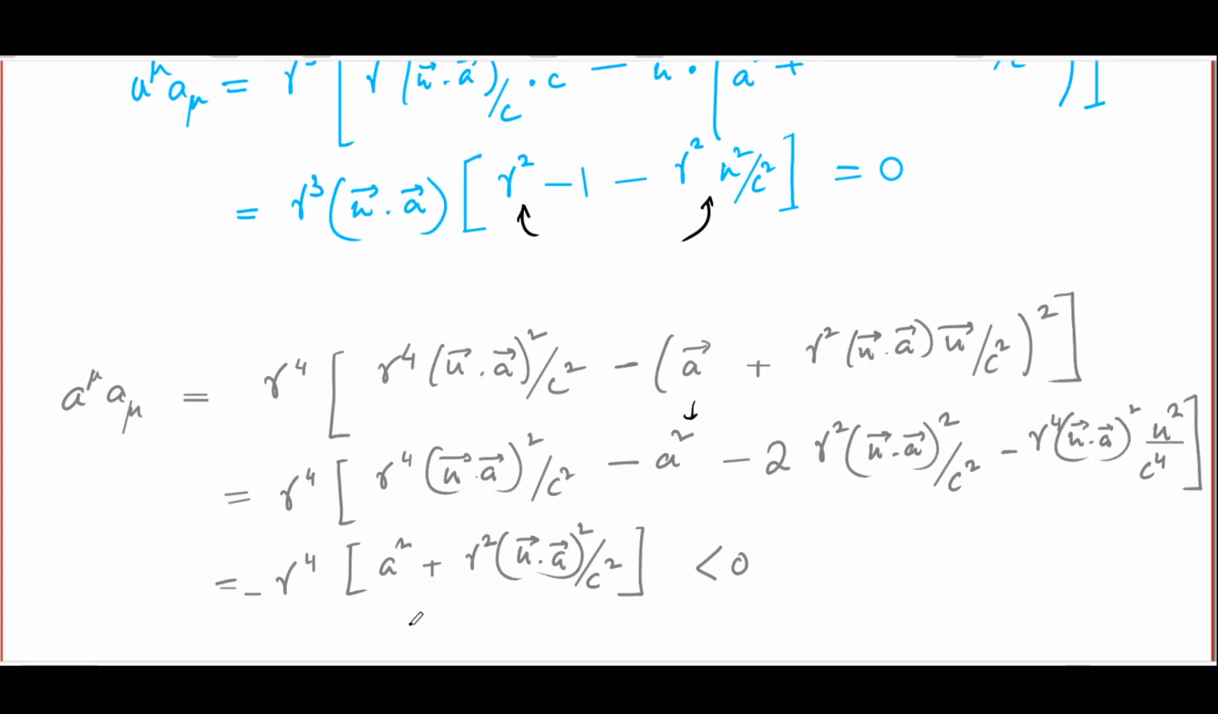But of course, this a is the acceleration in a frame in which the particle's velocity is u. So basically what you are saying here is this: a tilde vector squared has to be equal to gamma to the 4 a squared plus gamma squared (u dot a) whole squared by c squared. This is also a result which is useful, as you will see later.